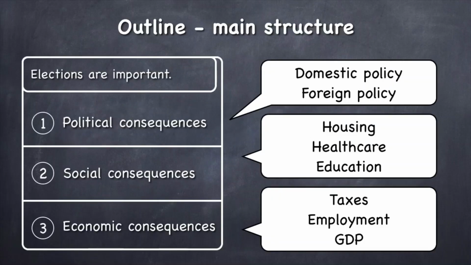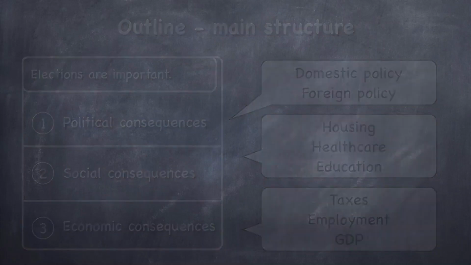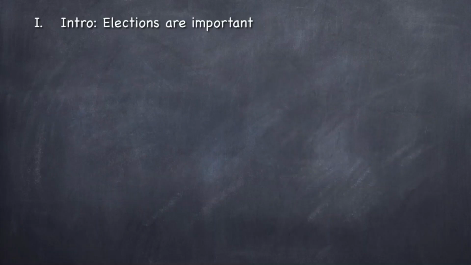And you can do this in any kind of a mind mapping software. You can use it just on a piece of paper. You can do this anywhere in your Google Docs document. At this point, you have this structure in your mind, hopefully somewhere outside your mind, somewhere in some sort of a document. Elections are important for these 3 reasons, politically, socially, and economically. And we have the supporting points. There we go. Domestic policy, foreign policy for section 1, housing, healthcare, education for section 2, and taxes, employment, and GDP for section 3. And let's create our bulleted list.